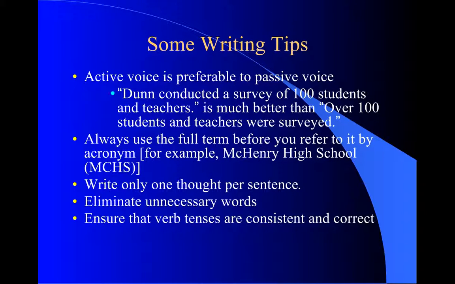You don't begin with the people who the action was done upon, aka the students and teachers. Then, if you ever want to use an abbreviation, GOP, for example, or McHenry High School, you refer to it first by the full term. So in your abstract, you might say, a study was conducted at McHenry High School, and then afterwards you would put in parentheses MCHS. Then every other time you refer to McHenry High School in your paper, you can use its acronym, MCHS, or instead of Grand Old Party, GOP, and therefore it is clarified right away in your abstract.